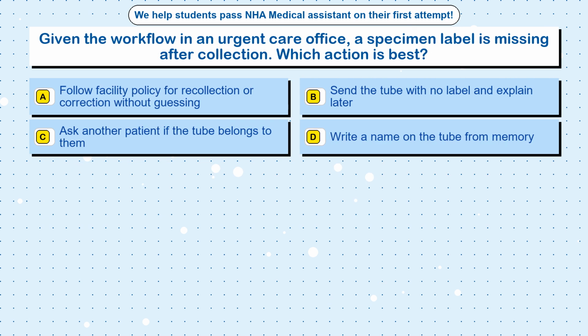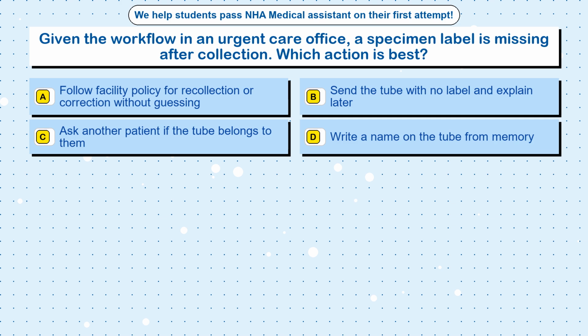Question 93. Given the workflow in an urgent care office, a specimen label is missing after collection. Which action is best? Option A. Follow facility policy for recollection or correction without guessing. Option B. Send the tube with no label and explain later. Option C. Ask another patient if the tube belongs to them.